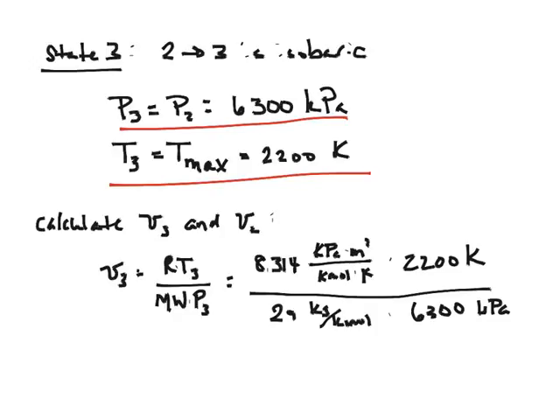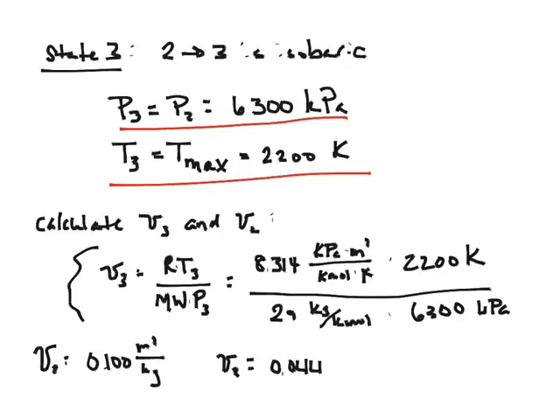Okay, so when I calculate that, I get V3 equals 0.100 meter cubed per kilogram. Just do the same thing for V2, using again the ideal gas law here, and I get 0.044 meters cubed per kilogram.